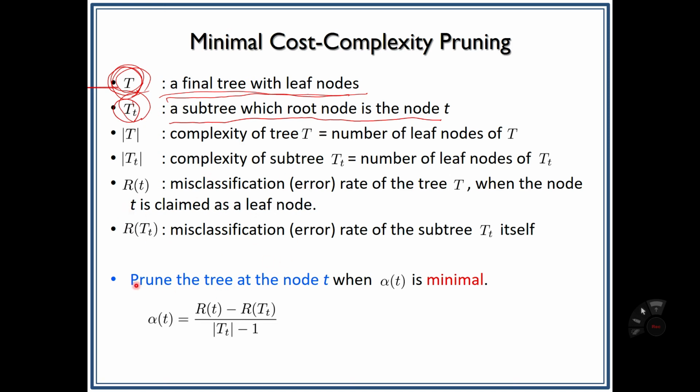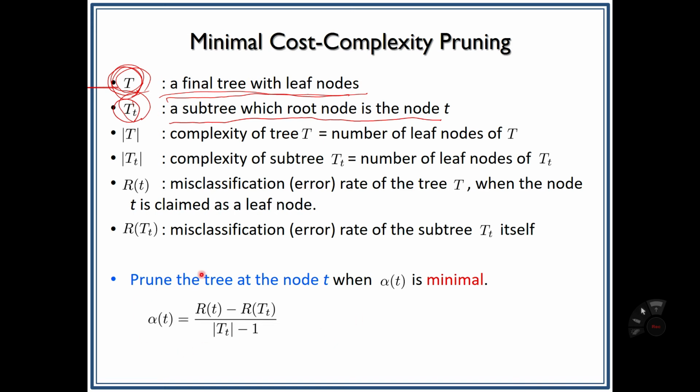Then we prune the tree at the node t where this quantity is minimal. And this quantity is computed by this formula. The denominator is the number of leaf nodes of the lower part minus 1, and the numerator is the error rate of the upper part minus the error rate of the lower part, okay? The lower part of the tree and the upper part of the tree. And this one is the number of leaf nodes of the lower part.